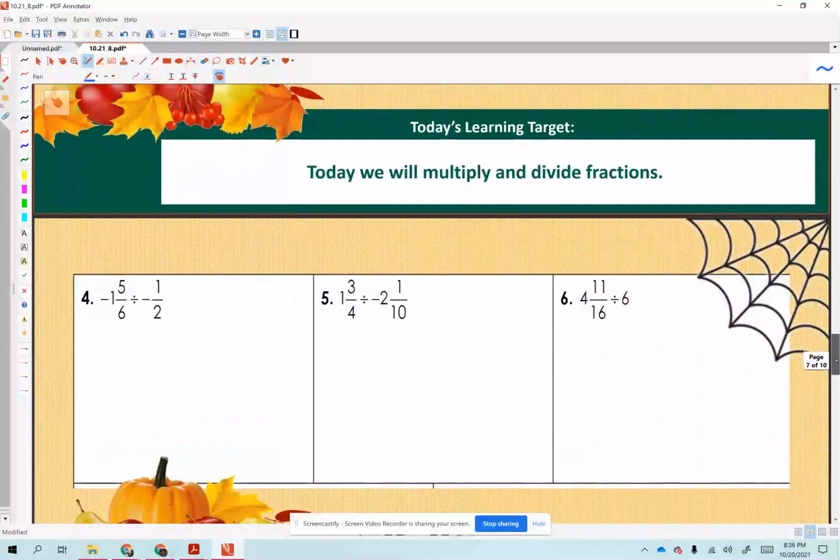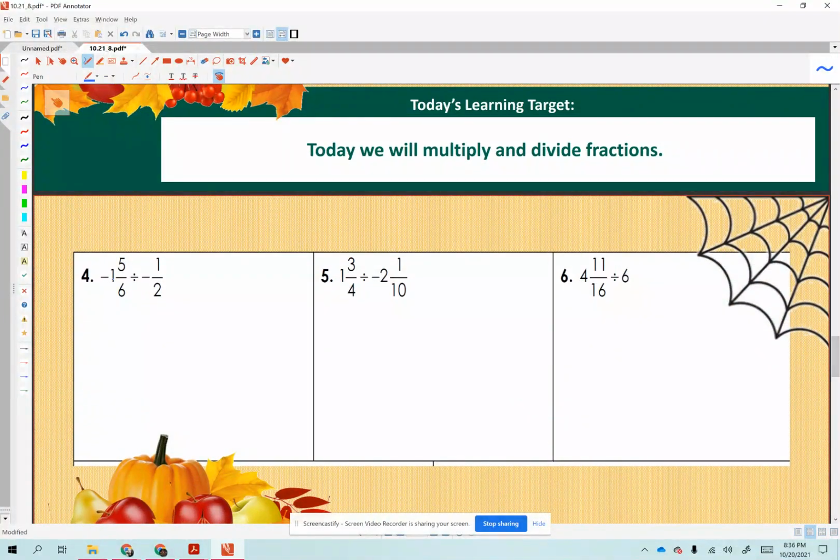So let's look at the next set. We have negative times a negative, and a negative times a negative will give us a positive. So first, let's make those improper fractions. 6 times 1 is 6, plus 5 more is 11. So we have negative 11 over 6, divided by negative 1/2. And let's rewrite that as a negative 11/6. We'll change the division to multiplication, and we'll invert 1/2 to 2 over 1.